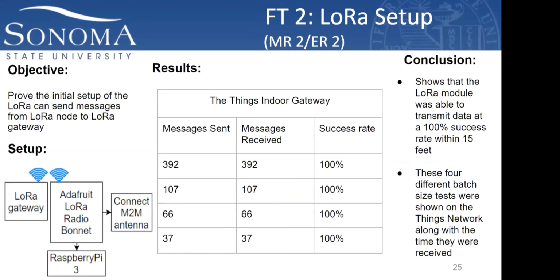The objective for this test was to prove that we could send messages from the LoRa node to the LoRa gateway. We use The Things Indoor Gateway, which uses a frequency of 915 megahertz. The LoRa node is the Adafruit LoRa radio bonnet, which has an attached machine-to-machine antenna, and the radio bonnet is connected to a Raspberry Pi 3.